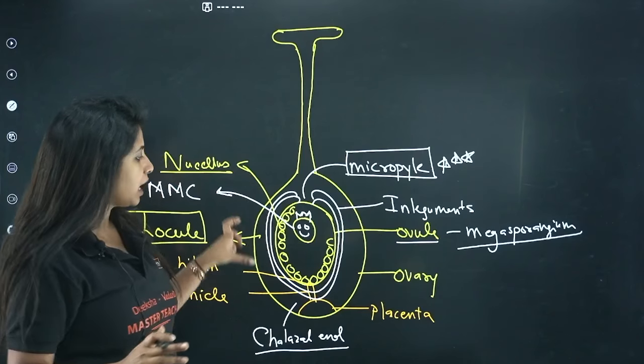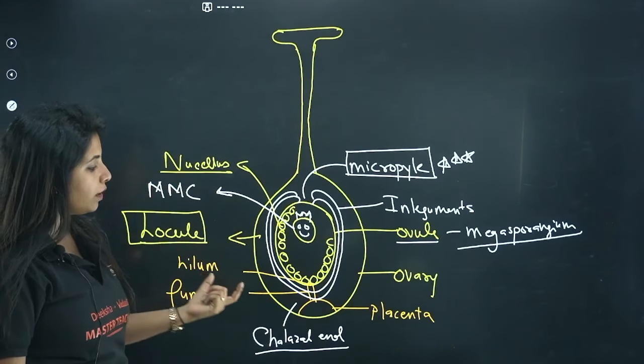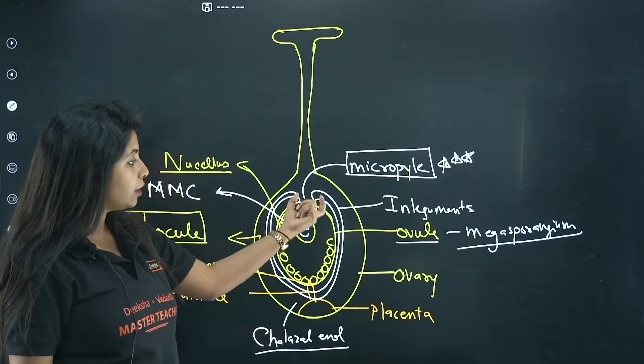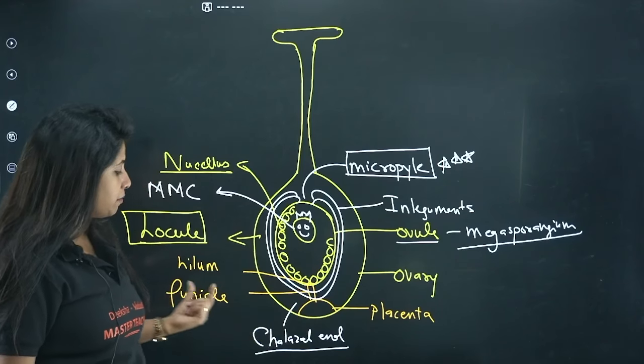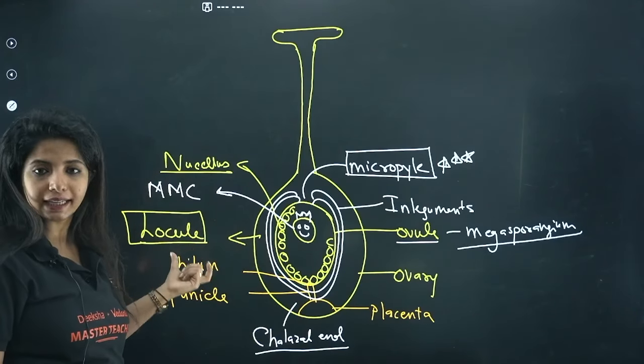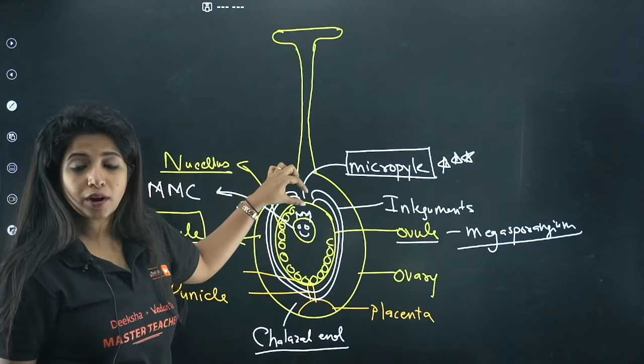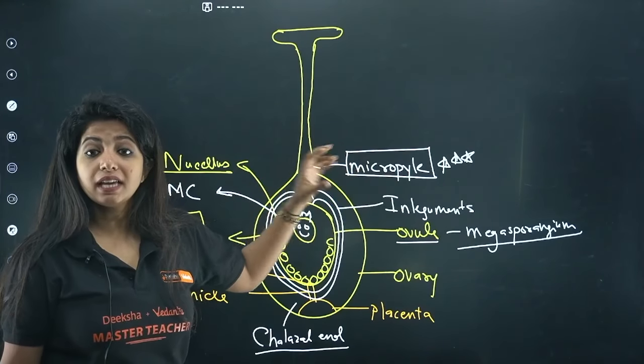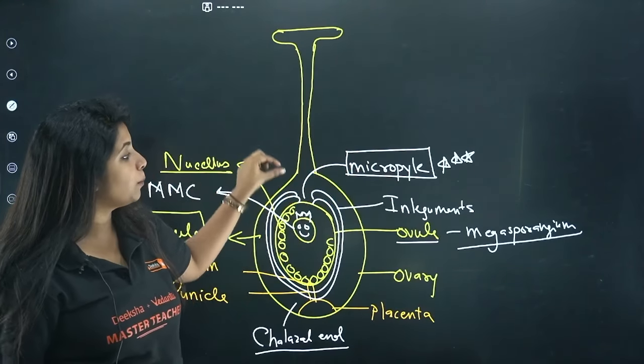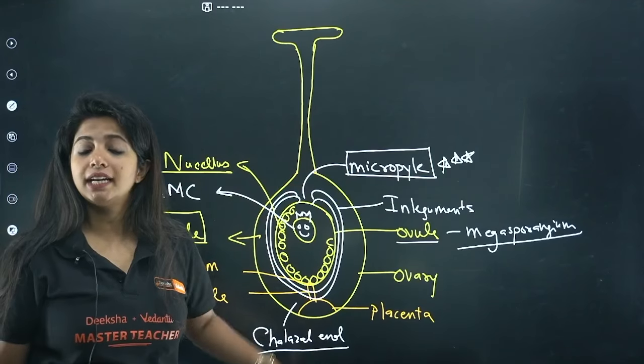Ovary is there. The cavity within the ovary is known as locule. Over here you have placenta, which is going to provide nourishment to the ovule. It is attached with the help of funicle. The point of attachment is known as hilum. It has two integuments, inner and outer integument. At one area it is not covered. This is known as micropyle. Why is this area not covered? Because this is where the pollen tube is going to come and get inside the ovule.